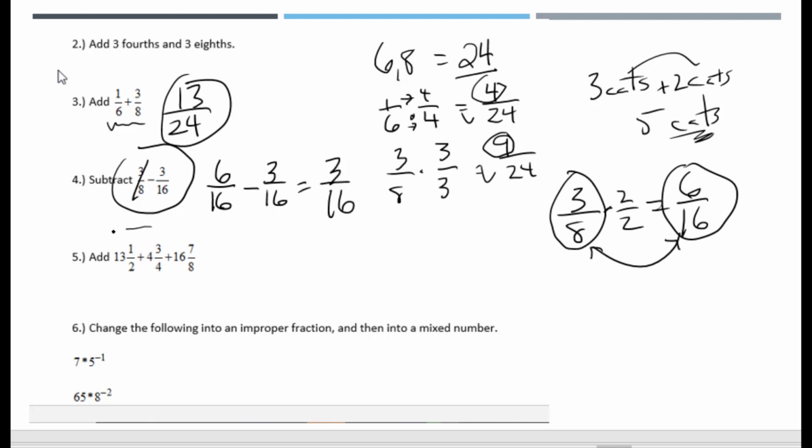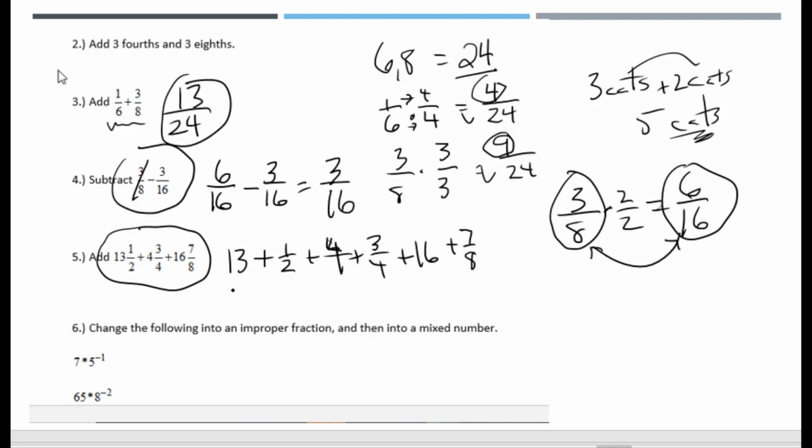So now I'm going to add these all together here. What I'm going to do first is notice that I'm going to write these out this way. 4 plus 3/4 plus 16 plus 7/8. Now with addition, I can just go ahead and add in any way I want. So the whole numbers are 33. Now I just have to add this, this, and this fraction. So I have eighths, fourths, and halves.